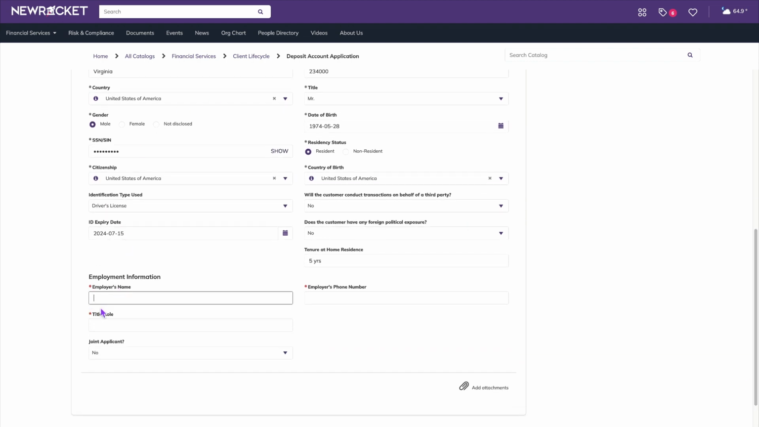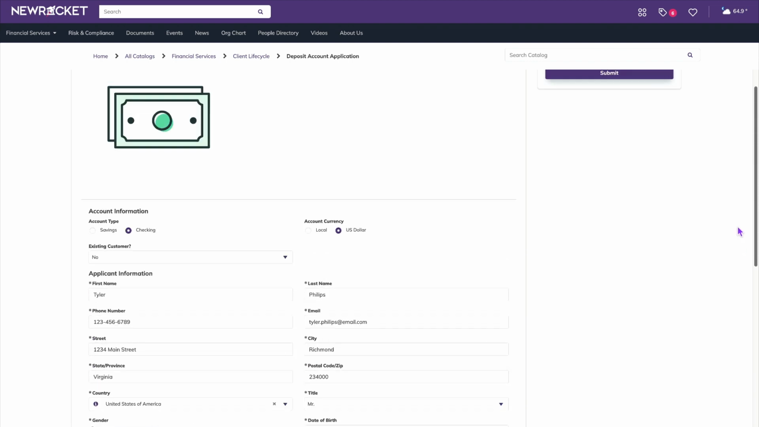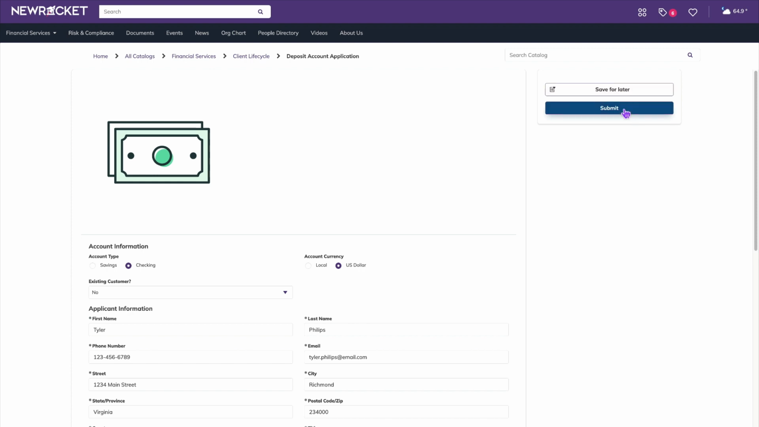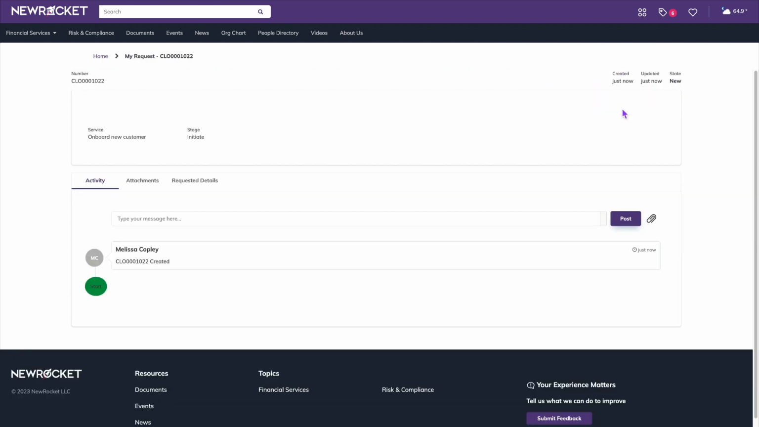In a client onboarding example, the bank representative can fill out a dynamic form. As they do, questions are embedded in the process: identification type, expiry date, tenure at home residence, will they be conducting transactions on behalf of a third party, or do they have any foreign political exposure? These are questions that are built into every onboarding process. However, typically, they're disjointed and somewhat separate in reporting and validating. Here, they are captured all within the initial step, with guided outcomes that are answer dependent. We now have one form that captures the client information and shares it across the institution.